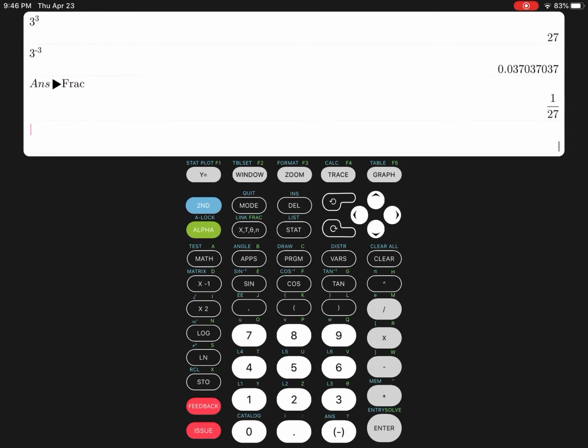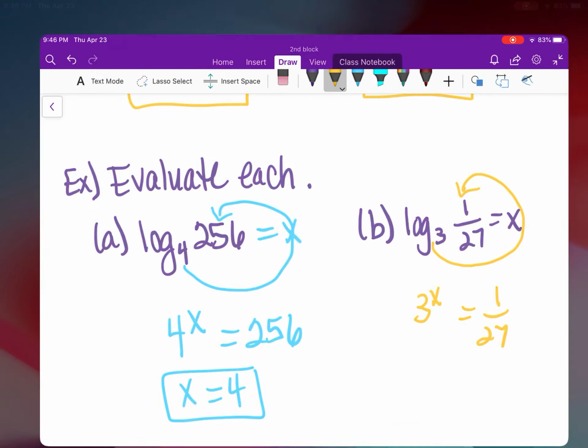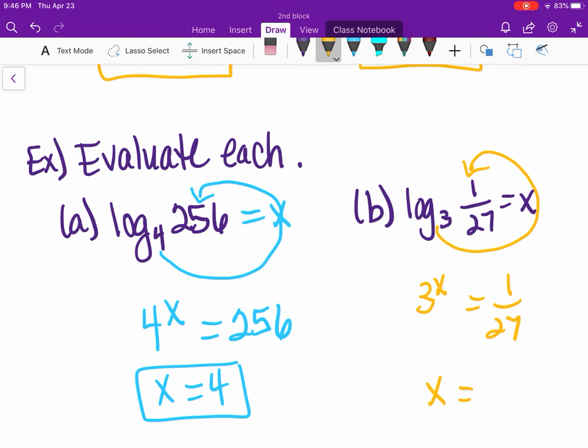Okay, that gives me that decimal, but if I go to math and change that to a fraction, sure enough, that's 1 over 27. So on this one, my answer is negative 3.